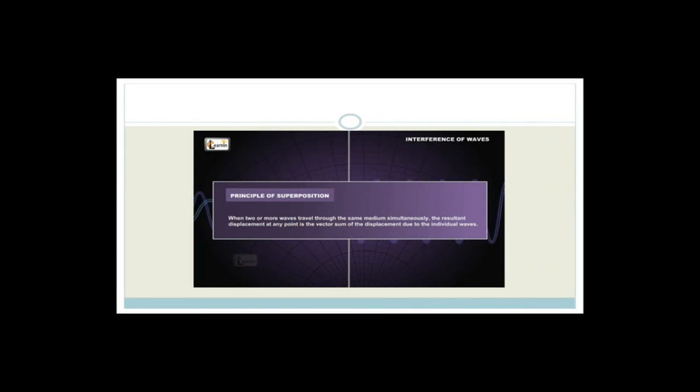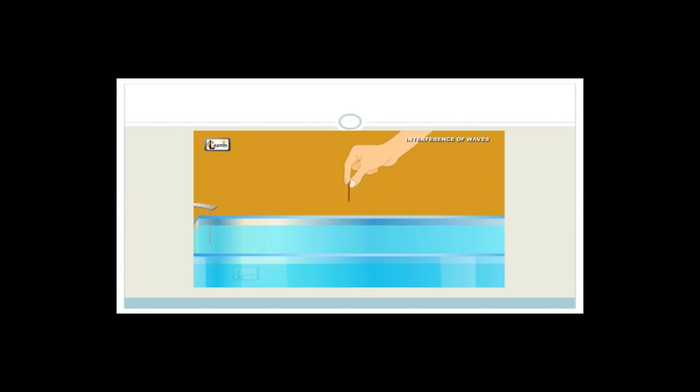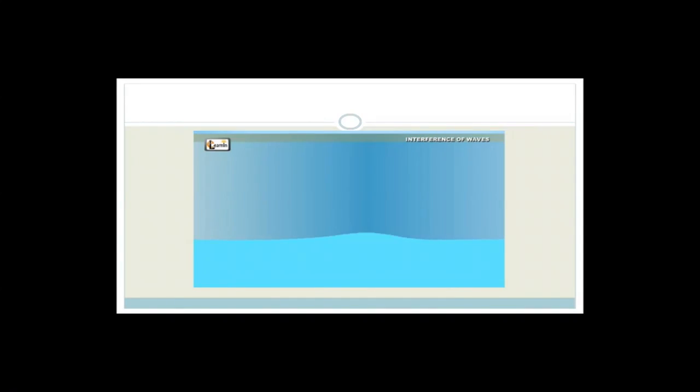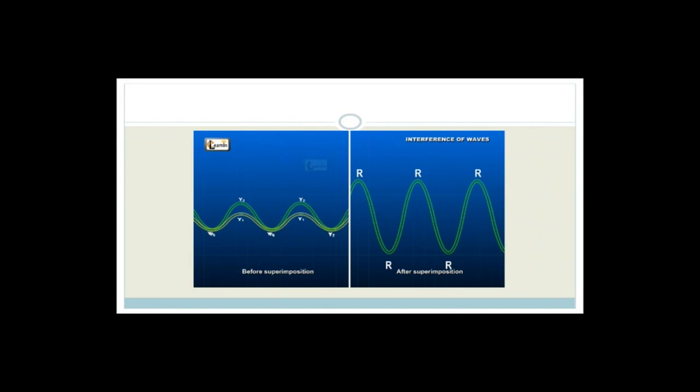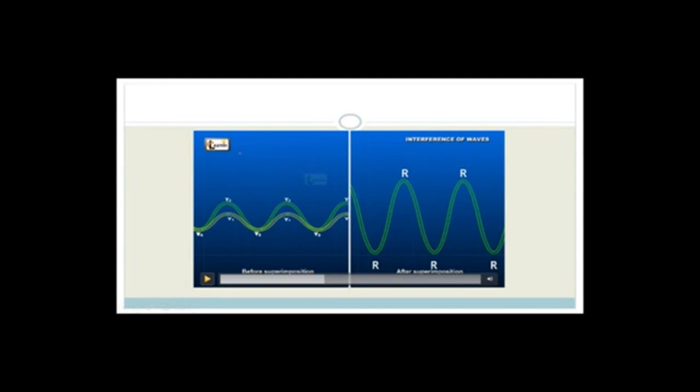So what are they saying? They're saying when two or more waves travel through the same medium simultaneously. So what they've done is they've dropped two pins in some water. And you'll get one amplitude from the one pin, and you'll get a second amplitude from the second pin, right? So what are they showing you here? Just let me show you, pause. They're saying this bit here is the amplitude of the wave caused by the first pin, and this is the amplitude of the wave caused by the second pin.